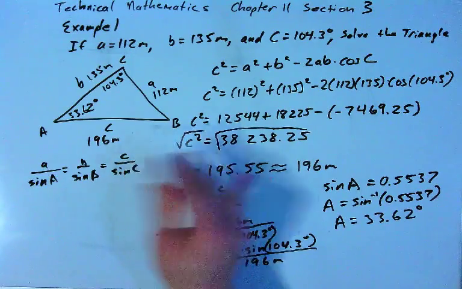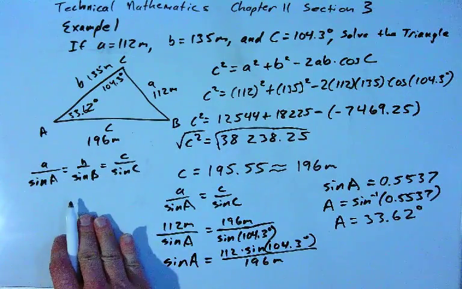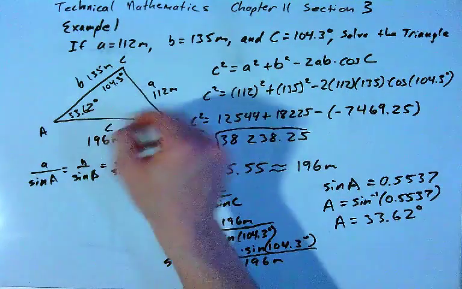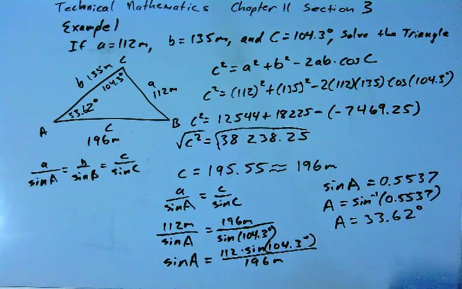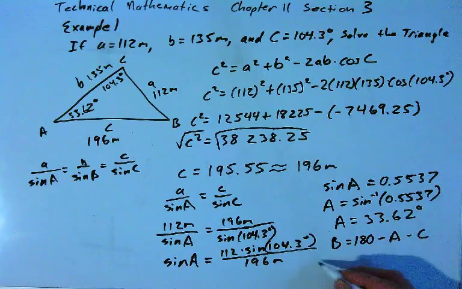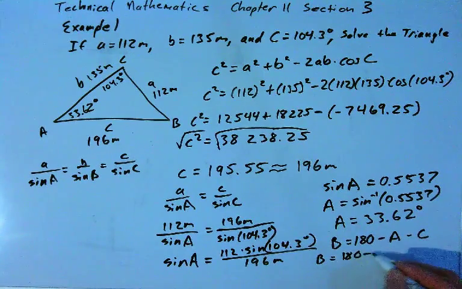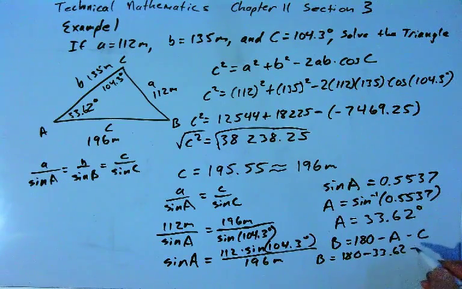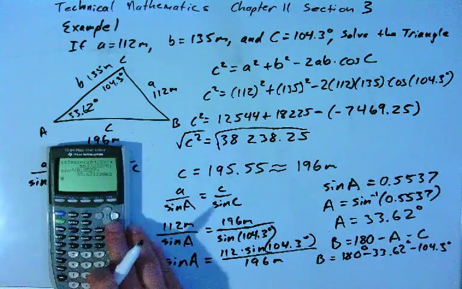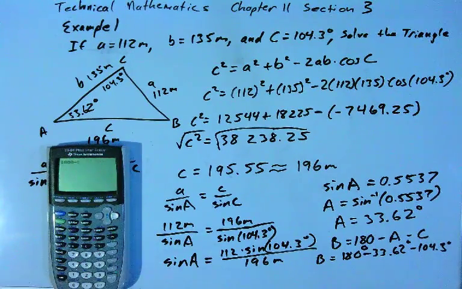And the only thing left to find is angle B. Of course, I could use the law of sines again to find angle B. I could even use the law of cosines to find angle B. The easiest way, though, of course, is that they are all three supposed to add up to 180. So angle B should be 180 minus angle A minus angle C, which is 180 minus 33.62 minus 104.3. And so we'll type this in. We have 180 minus 33.62 minus 104.3.